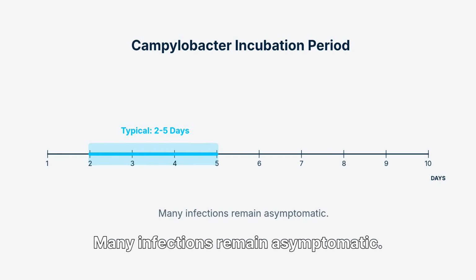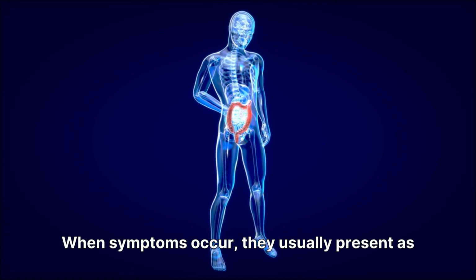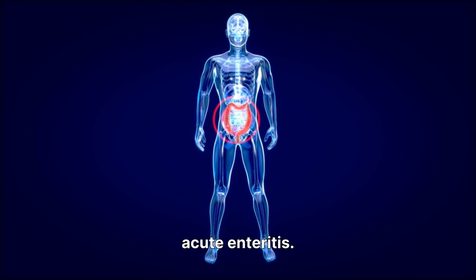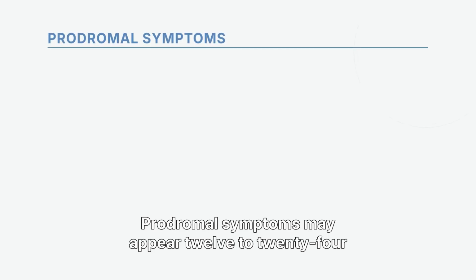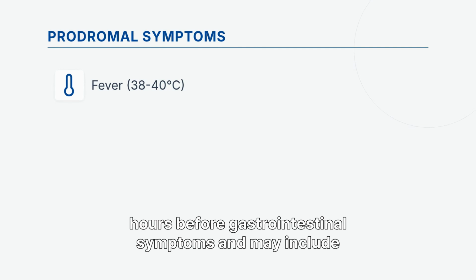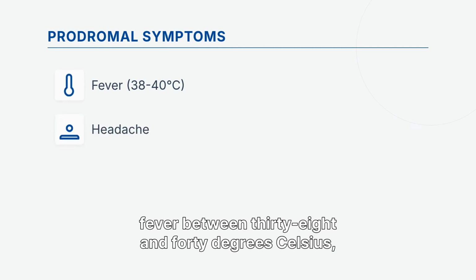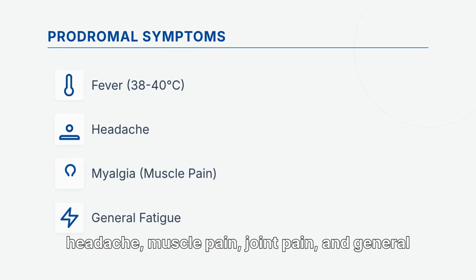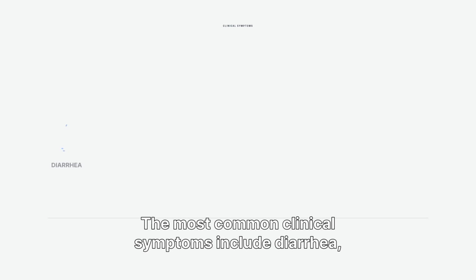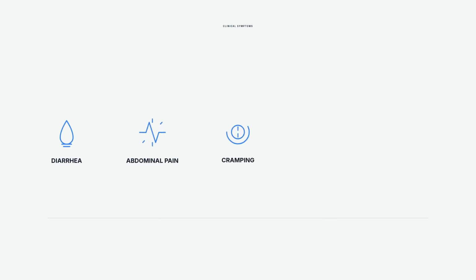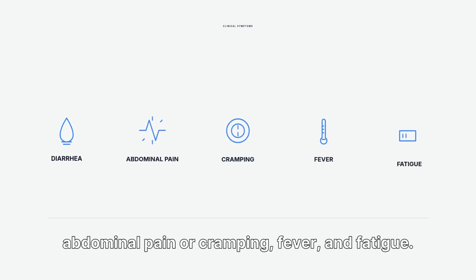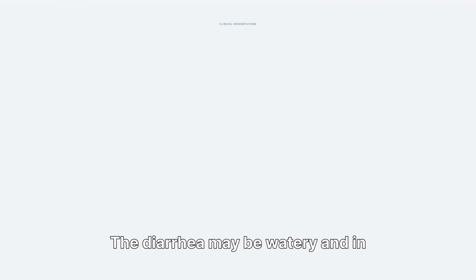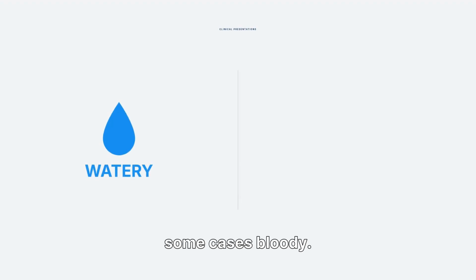Many infections remain asymptomatic. When symptoms occur, they usually present as acute enteritis. Prodromal symptoms may appear 12 to 24 hours before gastrointestinal symptoms and may include fever between 38 and 40 degrees Celsius, headache, muscle pain, joint pain, and general fatigue. The most common clinical symptoms include diarrhea, abdominal pain or cramping, fever, and fatigue. The diarrhea may be watery and in some cases bloody.